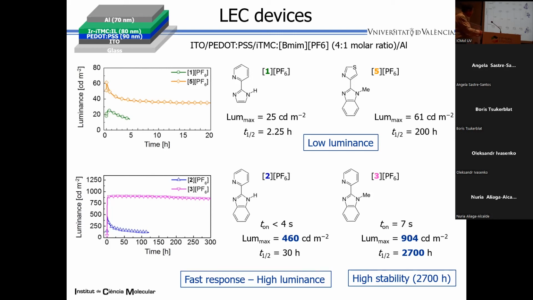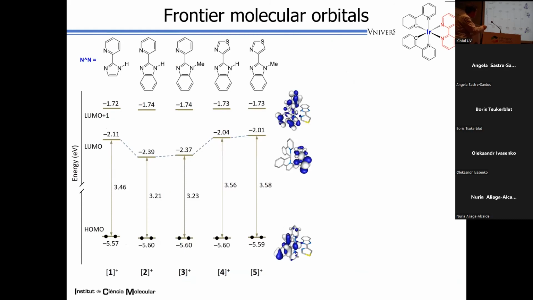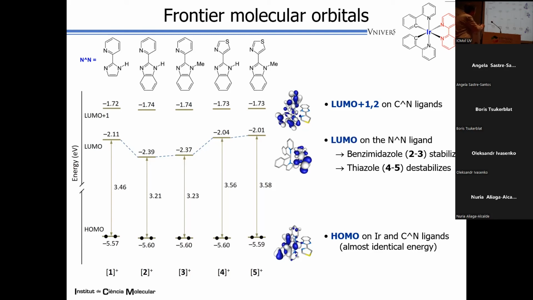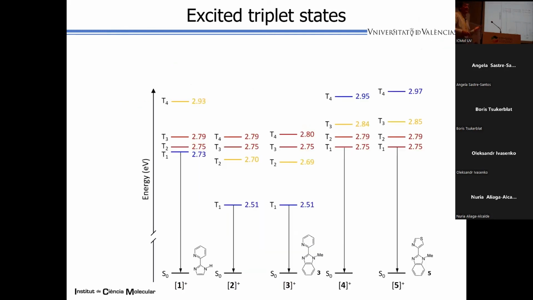The HOMO along the series is almost constant in energy. Why? Because you are changing that ligand, not this ligand where the HOMO is localized. Those orbitals, LUMO+1 and LUMO+2, are also the same because they are localized on those ligands. And the LUMO, which is localized on the ligand where you are making the changes, is stabilized when you put the imidazole rings, the benzimidazole rings, and it is destabilized when you add the thiazole ring. Those changes are very important in fitting the nature of the emitting excited state. Those are the triplet states.